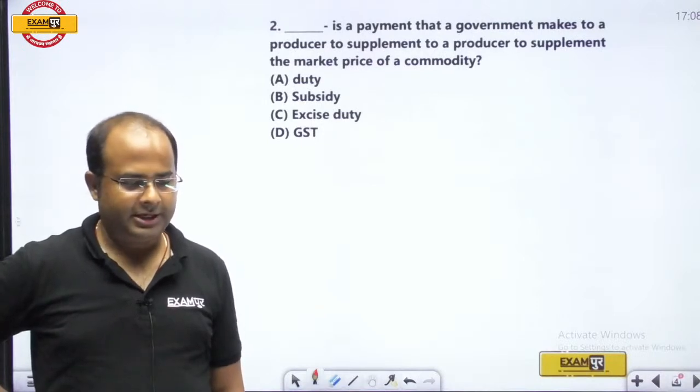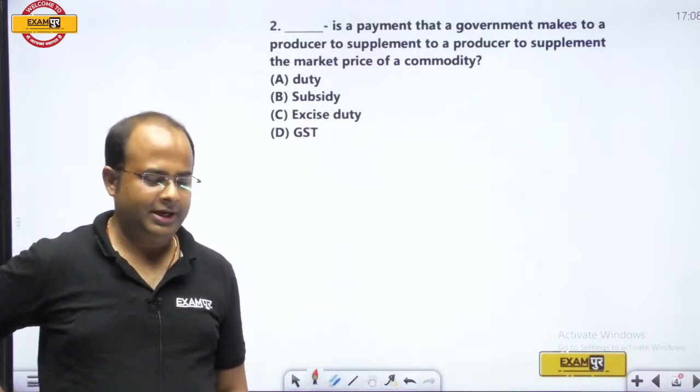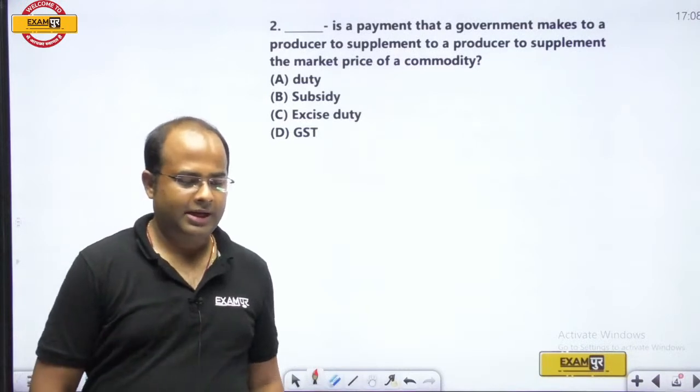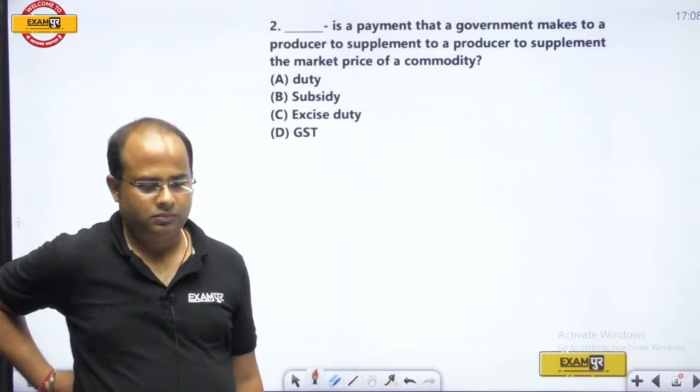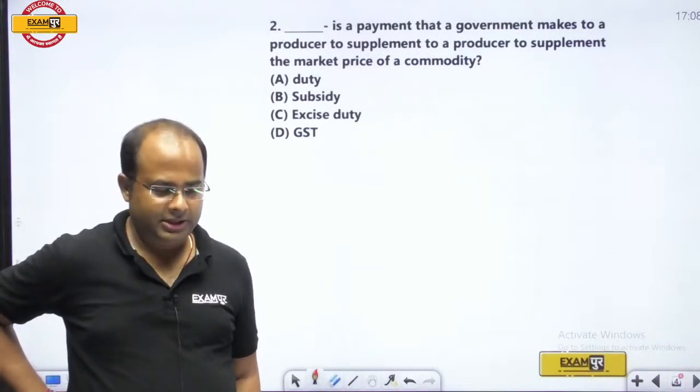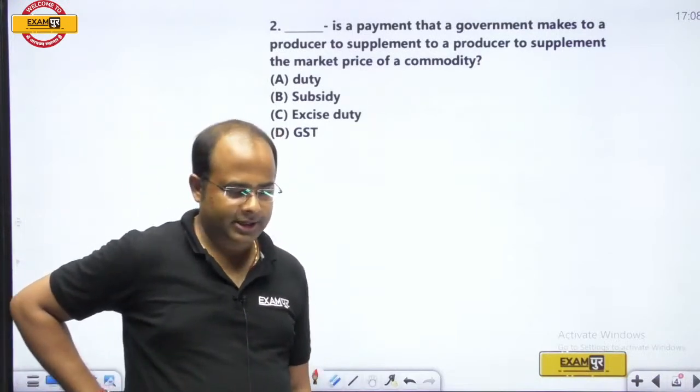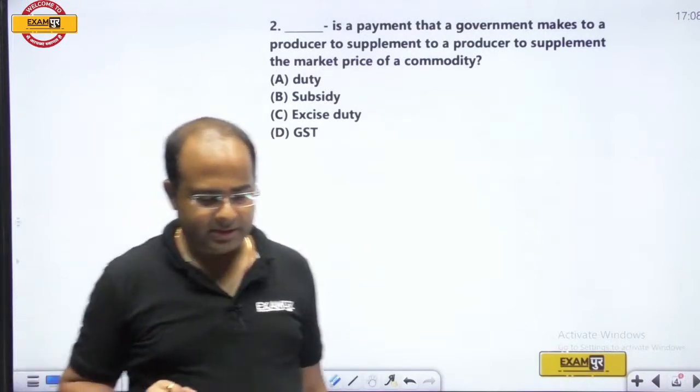So what will be the correct answer, guys? Is it duty, subsidy, excise or GST? Okay, let's see the correct answer, guys. What will be the correct answer? Guys, it's a very simple question.